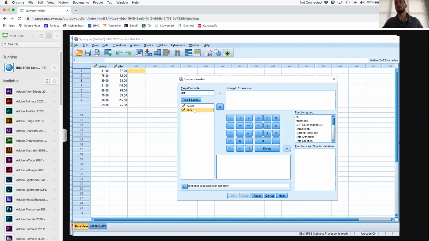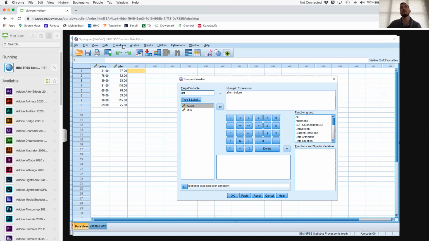Now we have to select the direction in which we are going to compute the differences. So we want to test that the score after they took the test, after they went through the course, is greater than the score before they went through the course. So the natural direction to take here would be after minus before. So we're going to take the scores in the after variable and subtract the scores in the before variable.